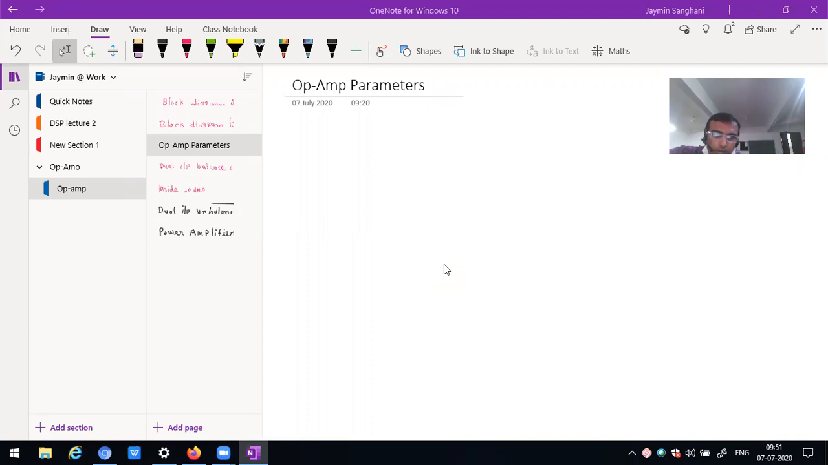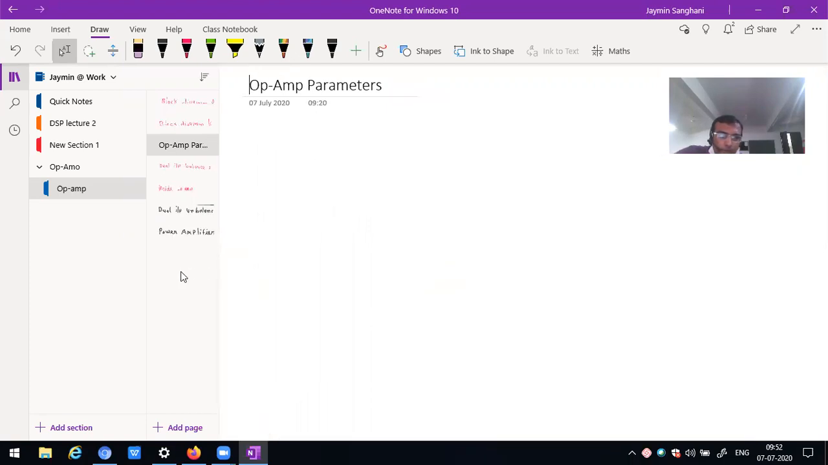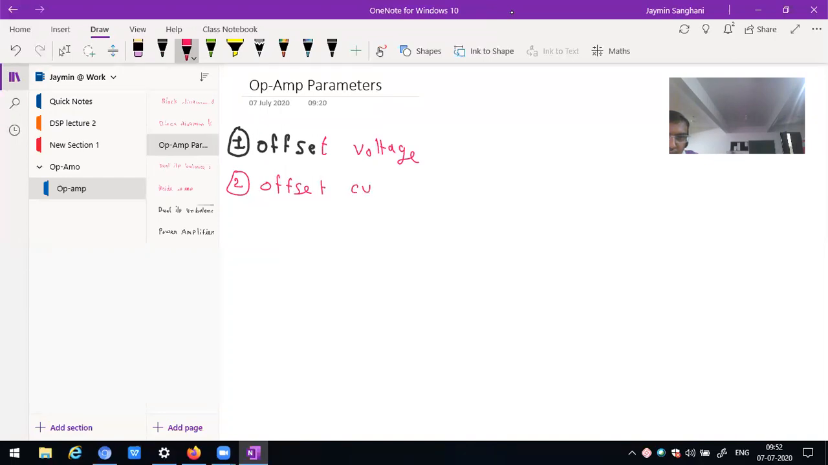Now, in operational amplifier, we can discuss the parameters of op-amp. What is the first parameter? Okay, so I have the topic right here. The first parameter is known as offset voltage. Second parameter, offset current.